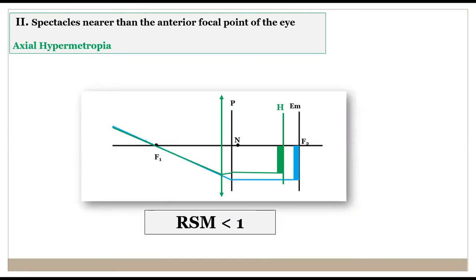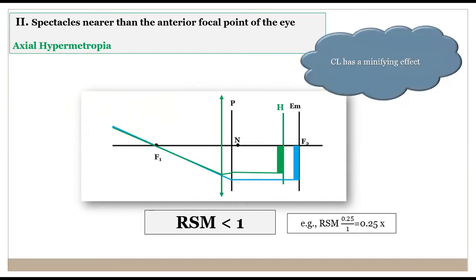So if the convex lens in axial hyperopia is placed nearer to the eye than the anterior focal point, the image size is decreased than in emmetropia, and so the RSM is less than unity. And again, this is an example. Suppose the corrected hyperopic image here is 0.25 and the emmetropic image size is 1. So we have RSM of 0.25. So positive contact lenses give smaller image than the spectacles.